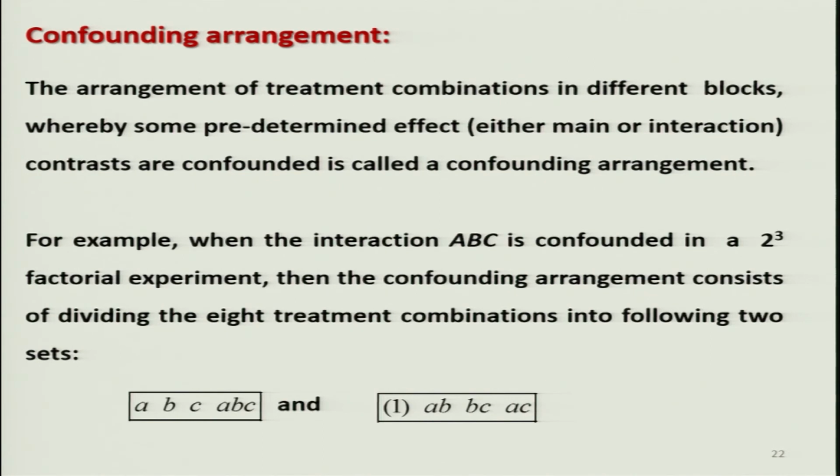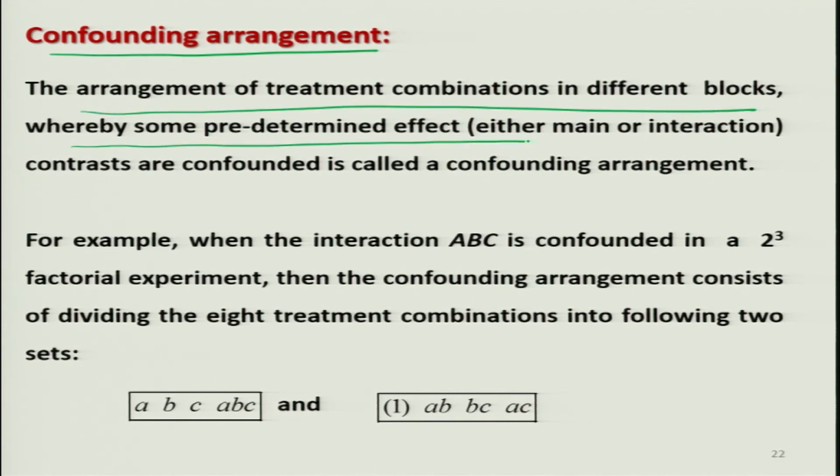But now we try to see what really happens when we are trying to confound the higher order interactions, right. You will see that when we are trying to do so, some other main effect or interaction effect also gets confounded automatically. So, now let us try to see how this is happening. But before that we have a definition of what is called a confounding arrangement. The arrangement of treatment combinations in different blocks whereby some predetermined effects, either main or interaction effects in the form of contrast, are confounded, is called a confounding arrangement. So, that is a very simple thing, right.